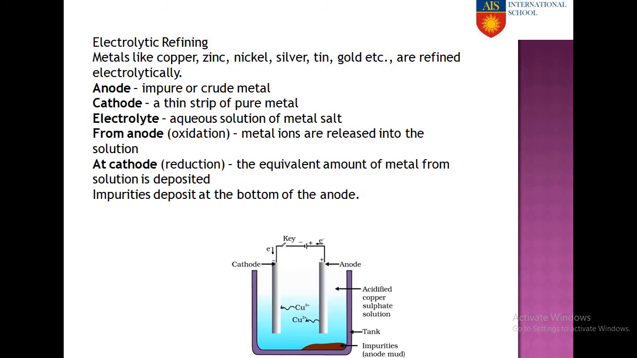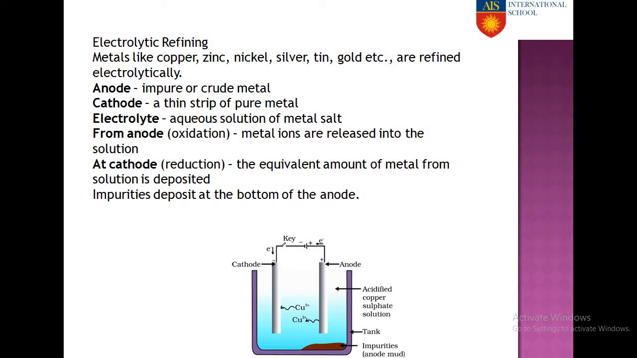Now, electrolytic refining. Metals like copper, zinc, nickel, silver, tin and gold are refined electrolytically. How? At the anode, we have taken impure or crude metal, and at the cathode we have taken a thin strip of pure metal. That is, whatever metal we have taken, let us take copper, zinc, nickel, whatever.